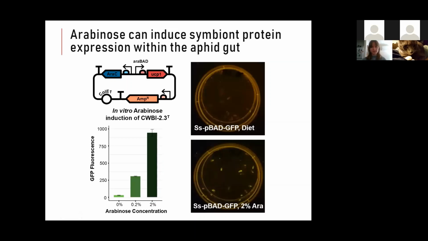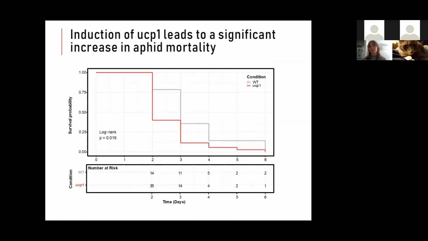All right, so what I did is I took the construct that I know works, swapped in my toxin protein of choice, which is that UCP1, and basically repeated that experiment with a similar setup, only this time expressing a toxin as opposed to GFP. And we were excited to find out that you do actually get a significant increase in aphid mortality when you have this plasmid and you induce expression of the UCP1 toxin.